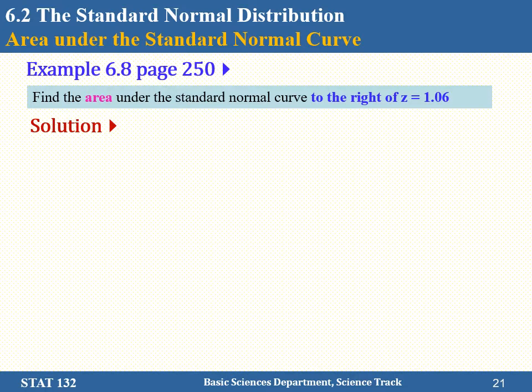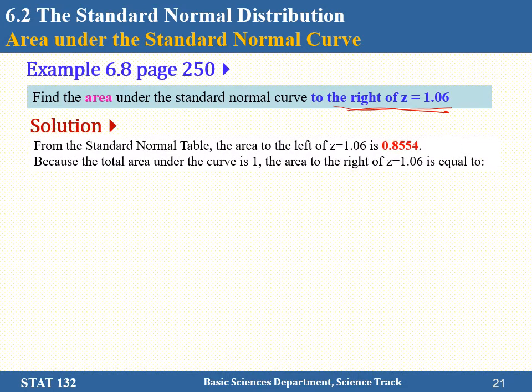It says find the area under the standard normal curve to the right of z equal to 1.06. So what does this mean? 1.06 is here, so it's asking for the right part. From the table, you have to find the left part, and then you say 1 minus the left part.